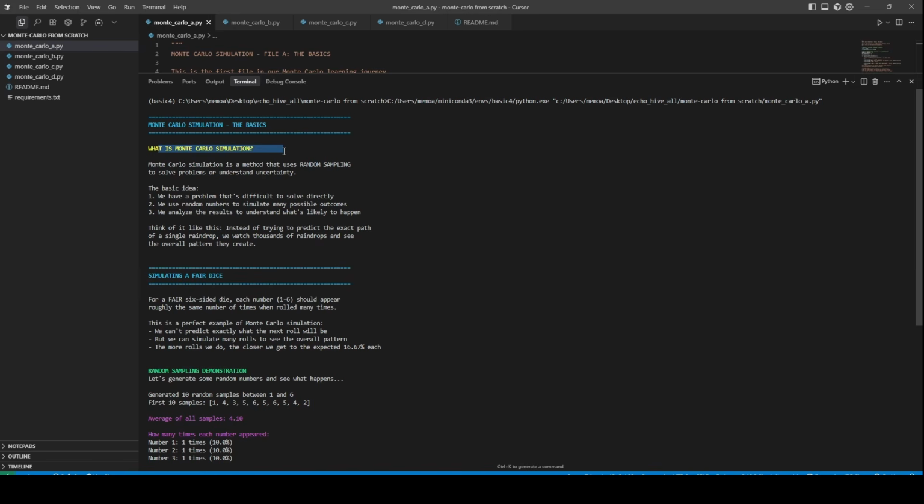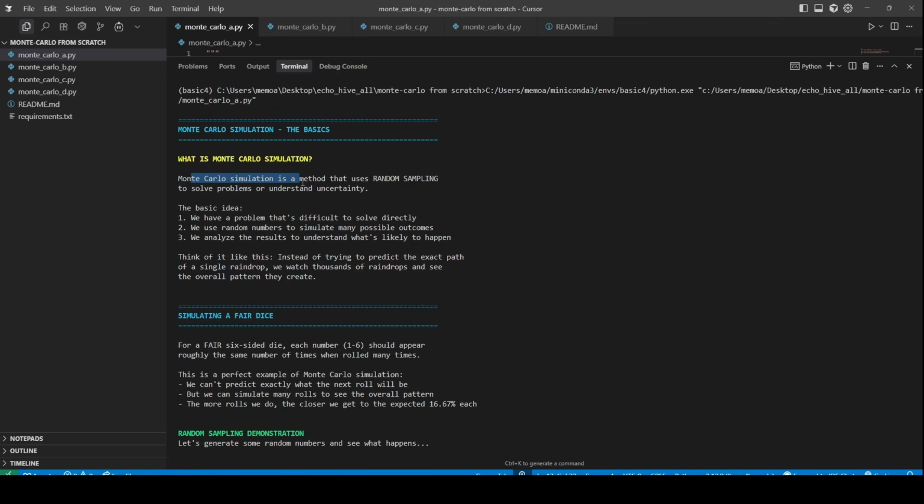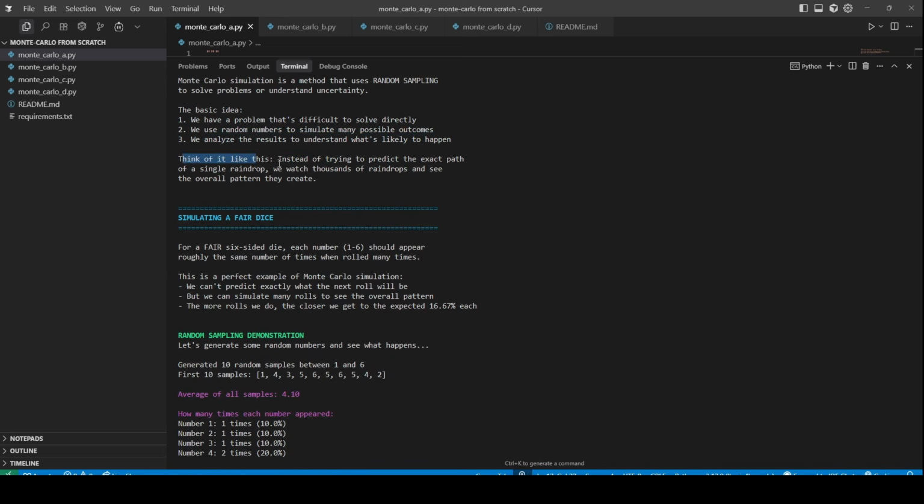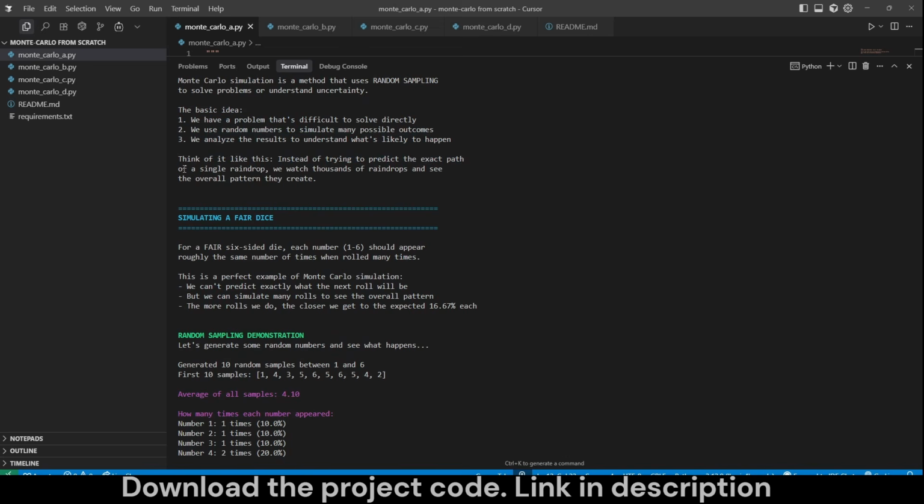So let's read a little bit about what a Monte Carlo simulation is first. Monte Carlo simulation is a method that uses random sampling to solve problems and understand uncertainty. The basic idea is that maybe you have a problem that is too difficult to solve directly, maybe to calculate the probabilities of that. Use random numbers to simulate many possible outcomes, then analyze the results to understand what's likely to happen. Think of it like this: instead of trying to predict the exact path of a single raindrop, we watch hundreds of raindrops and see the overall pattern they create.